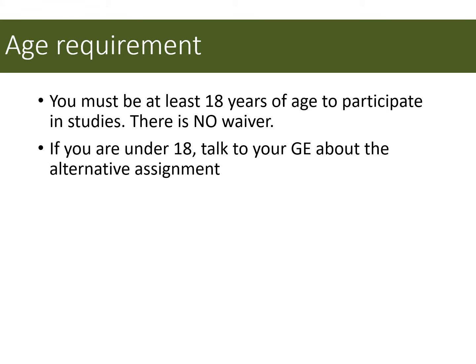To participate in research using SONA, you must be at least 18 years of age, and there is no waiver. So your parents can't sign anything to allow you to participate when you're underage. If you are under 18, you'll have to talk to your GE about participating in the alternative assignment.